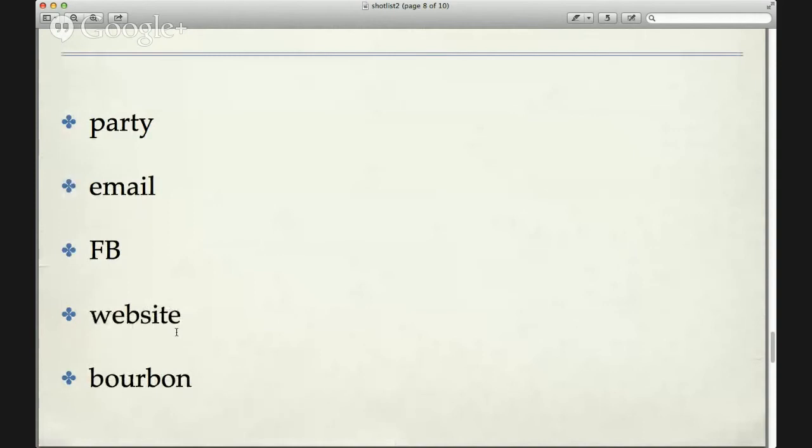Why did I put bourbon? Probably just, oh, take them out for drinks and tell them about the app and tell them about your shot list. I happen to love bourbon, so that's probably why I put that on there.